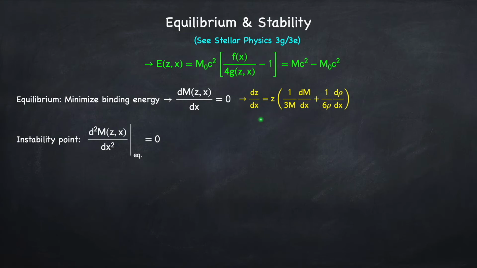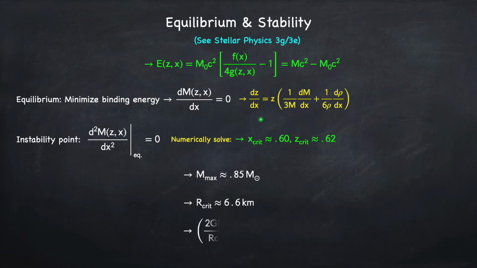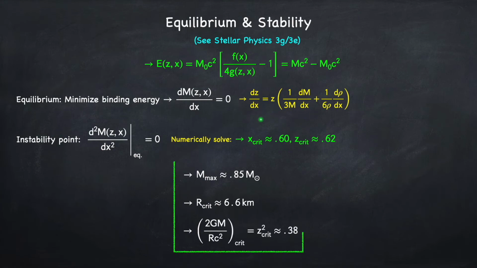Now you can sit down and do both of these derivatives and set them equal to 0 and try to solve for the mass, but it is a giant mess, and you will not be able to solve this analytically. But we can solve it numerically, and when we do that, we find that x critical is about 0.6 and z critical is about 0.62. This results in a maximum mass of about 0.85 solar masses, a critical radius of about 6.5 kilometers, and a critical metric deviation of about 0.38.